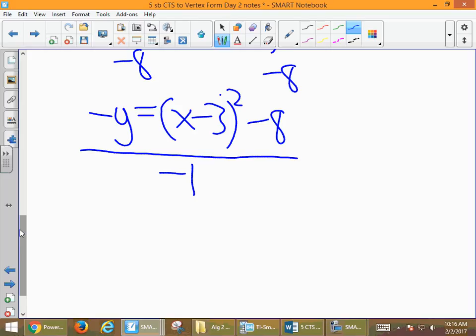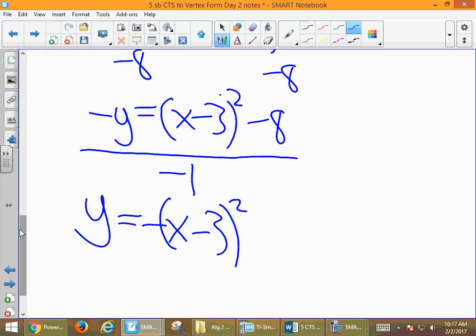And so negative y divided by negative 1 is going to give us y. And then we have x minus 3 squared divided by -1. And when we divide by -1, our number stays the same, but we change our sign. Because anytime we divide by 1, our number stays the same. But because it's -1, we're flipping our sign. So we're going to have negative x minus 3 squared. And then what is -8 divided by -1? Positive 8. So we'll add 8.